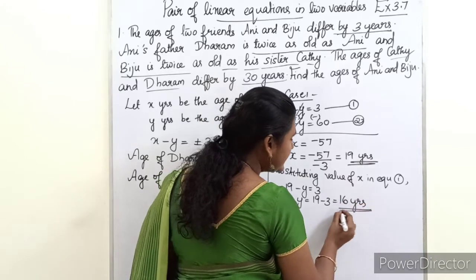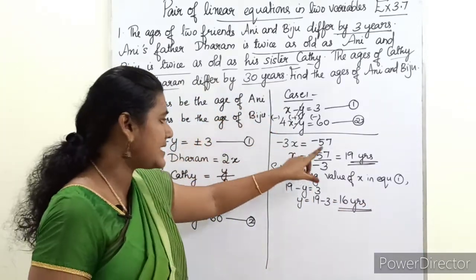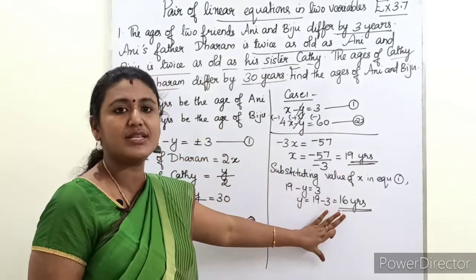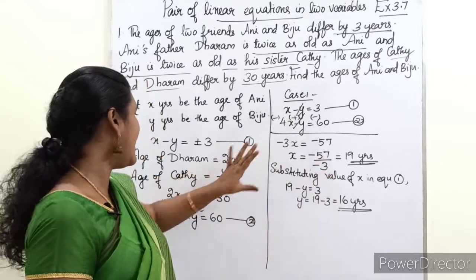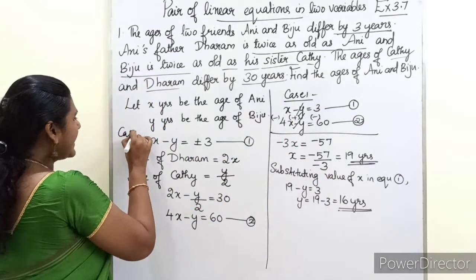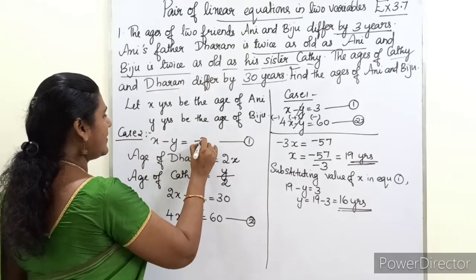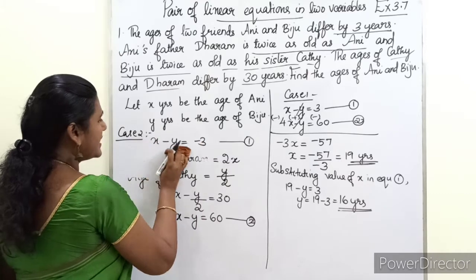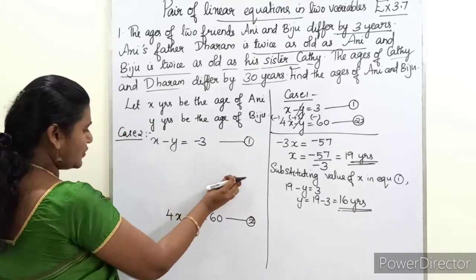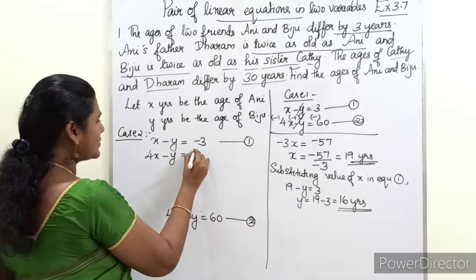So in case 1, we got the age of Annie as 19 years and the age of Biju as 16 years. Now we will have one more case, that is case 2. In case 2 we will take X minus Y is equal to minus 3, and the second equation there is no change, the same equation, 4X minus Y is equal to 60.